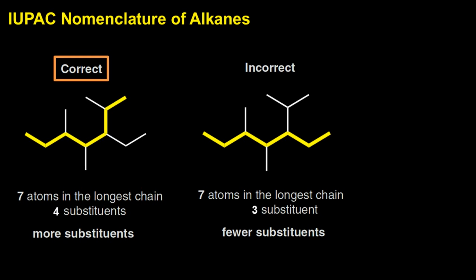Both options have a 7-carbon chain, but the difference is in the number of substituents. The correct structure has 4, while the other one only has 3. So once again, we go with the more branched chain. That's how we stay consistent with IUPAC rules.